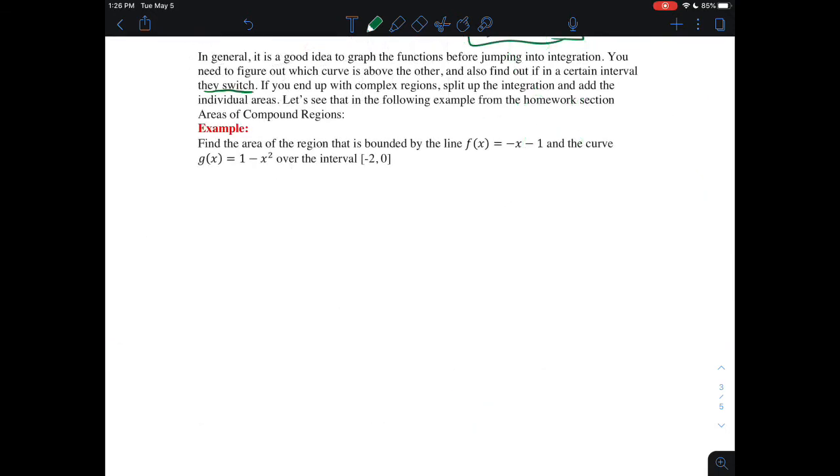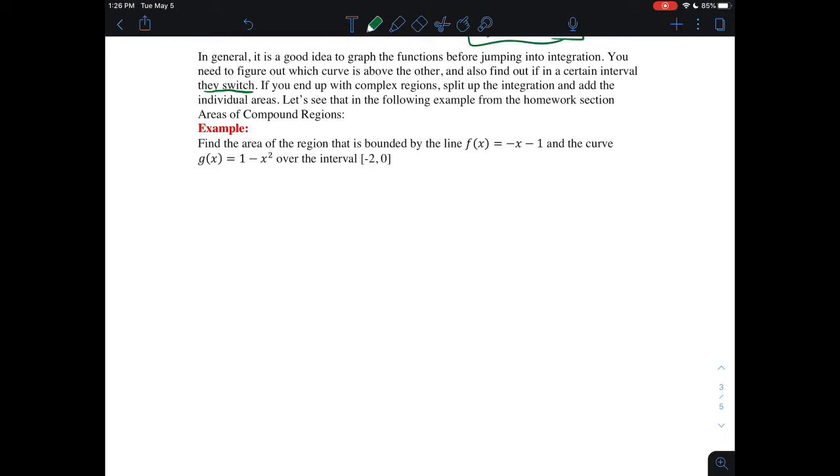So in general, it is a good idea to graph the functions before jumping into integration. You need to figure out which curve is above the other and also find out if in a certain interval the functions switch, meaning if you had f of x over g of x, maybe after a certain point they switch and g of x is above f of x. If you end up with something like that, you can call them complex regions because there's more than one region in the total area. Split up the integration and add the individual areas.